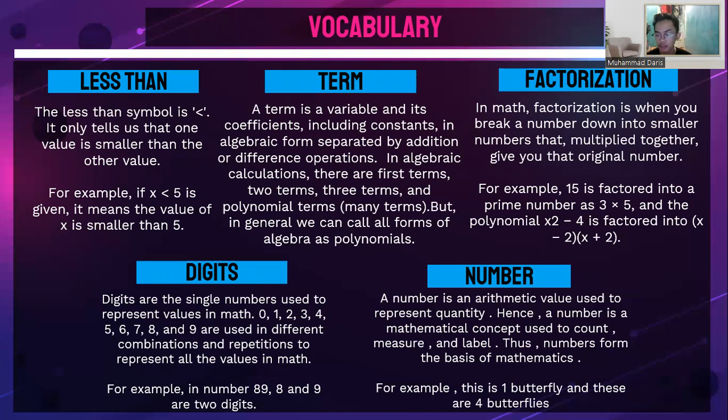Tenth is the last vocabulary, number. A number in arithmetic is a value to represent quantity. Number in Indonesian means bilangan. Hence, a number is a mathematical concept used to count, measure, and label, and numbers form the basis of mathematics. For example, this is one butterfly, and these are 4 butterflies. Okay. Number, or we can call it the value of something.